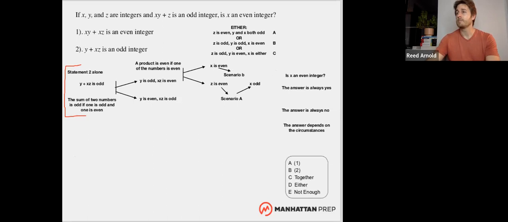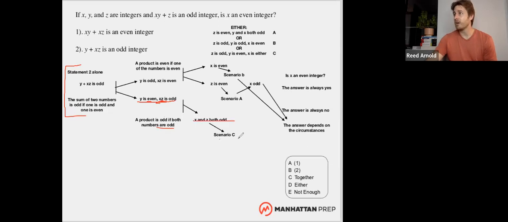Okay. If you did want to chase the inferences here just for fun, you could say Y is even, XZ is odd. Well, if XZ is odd, they're both odd. If X and Z are both odd, you're in scenario C. So X can be odd. Okay.